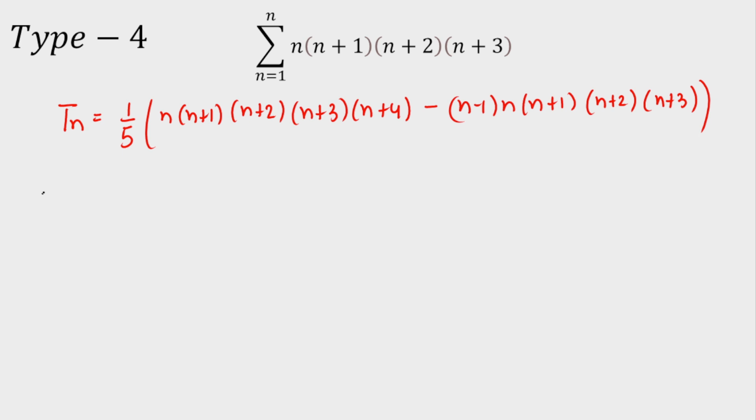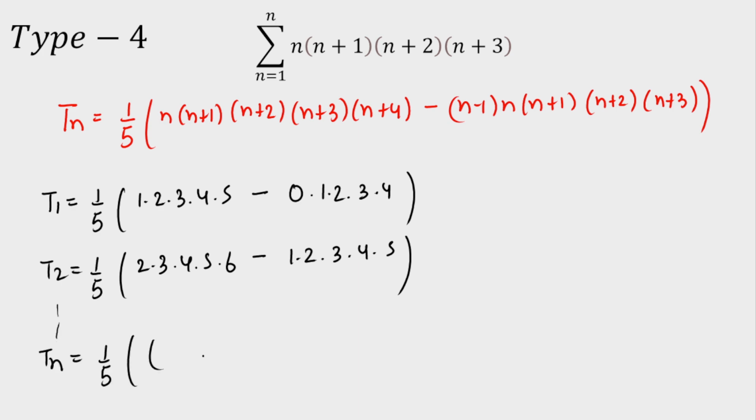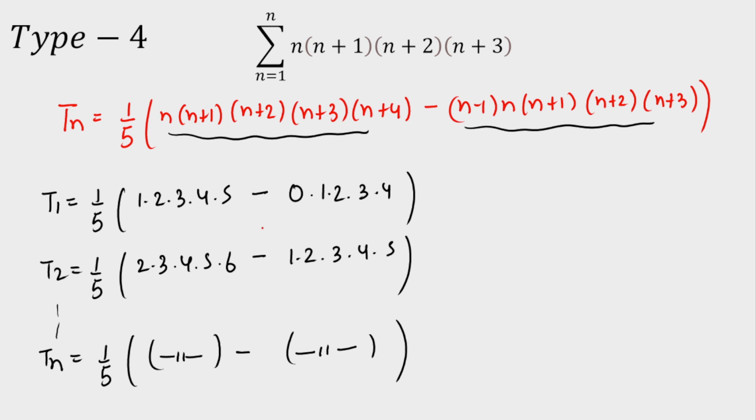Now I'm going to put n equal to 1. So for n equal to 1, I'll get T of 1 as 1 by 5 times 1 into 2 into 3 and so on till 5, minus 0 into 1 into 2 and so on till 4, I'll write 3 into 4. Similarly T2 is 1 by 5 times 2 into 3 into 4 into 5 into 6 minus the product 1 to 5, and so on till T of n. So T of n is 1 by 5 times this term minus this term. If you see here, you will see a beautiful sequence and then alternate cancellations like this, and it's a beautiful telescopic series.